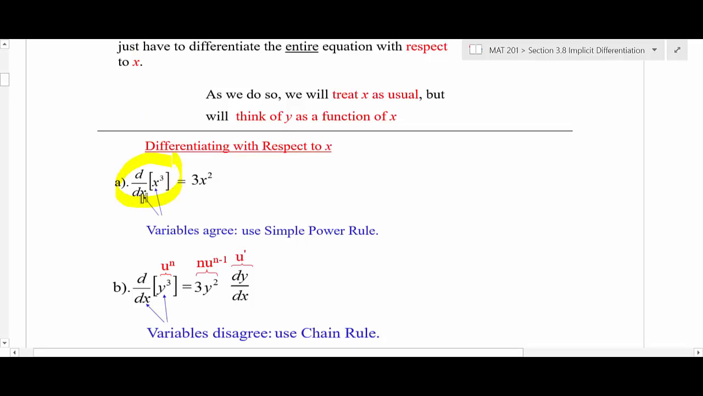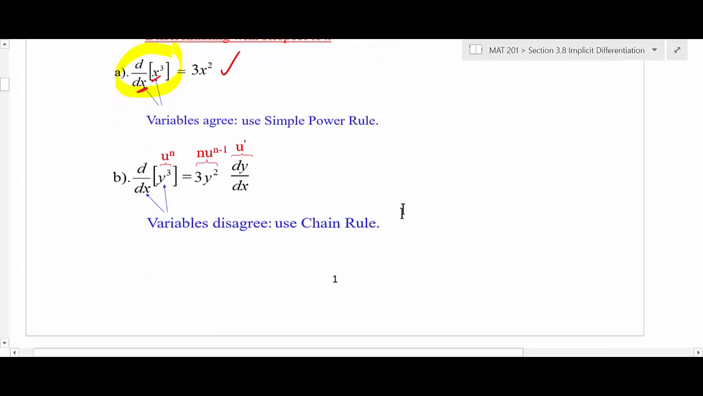So this one right here, the variables match. So you're taking a derivative with respect to x. That's what you guys have been doing so far. So there's nothing to that. That's 3x to the second. We know we're done, right? But the key thing is this dx has to match the variable. If that was d dx of t to the third, it would be a totally different situation. And that's what you encounter when you're doing implicit differentiation.